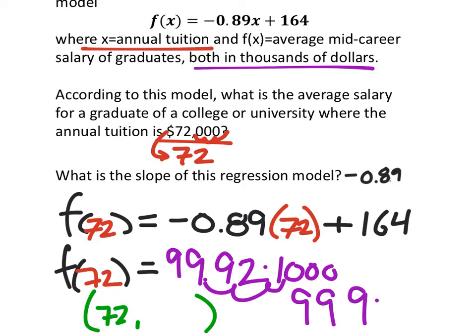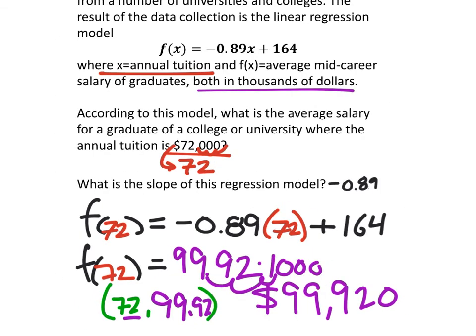Now, I was going off the track there. That would be the mid-career salary on that one, $99,920. And again, this would be part of the ordered pair. You'd keep the decimal for the ordered pair because the 72 was also in thousands right there. So that's how you use that linear regression model, that function, to, again, that would be predictive.